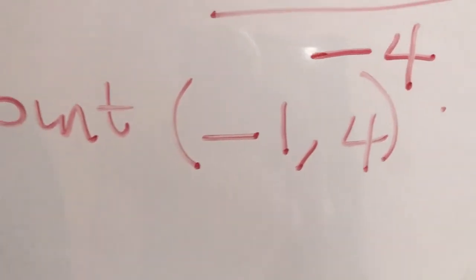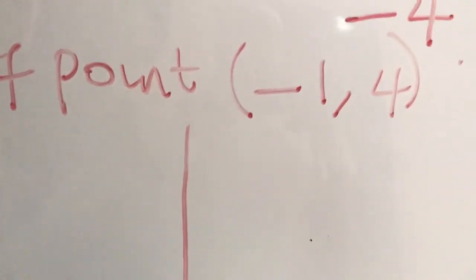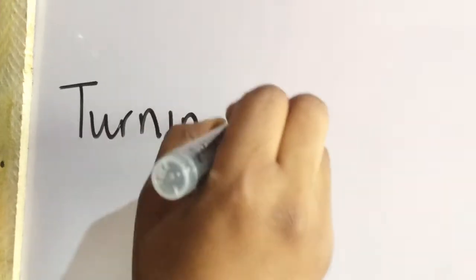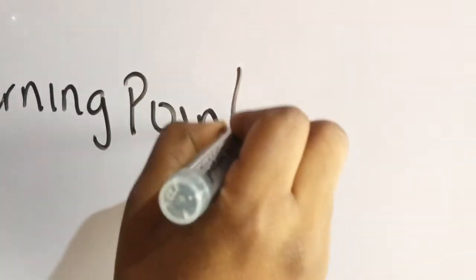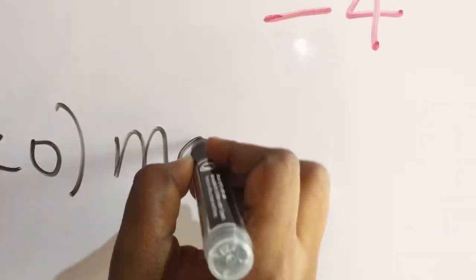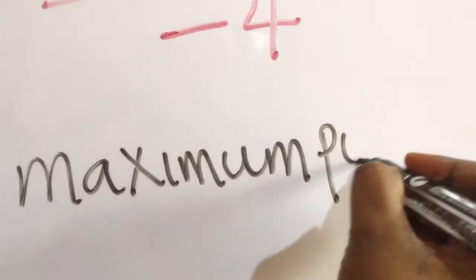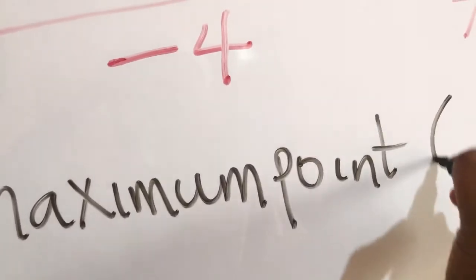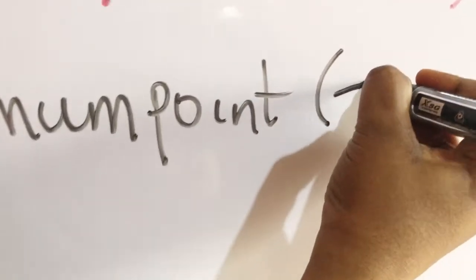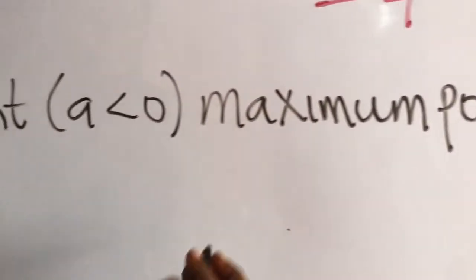So to sketch this graph, you are going to need those points. So the turning point, when a is less than 0, is the maximum point. And it occurs when we have minus 1, 9. So to sketch the graph, we need all these points.